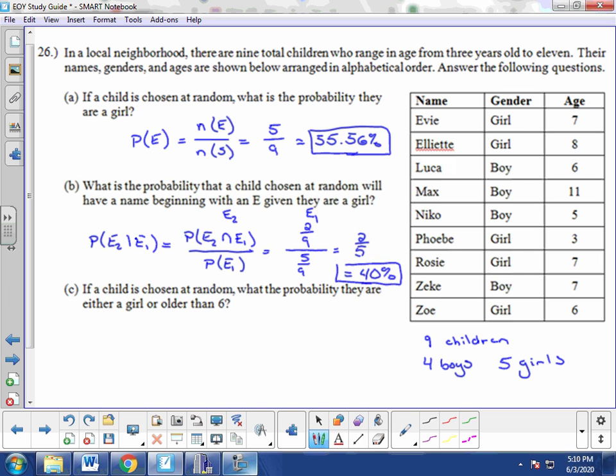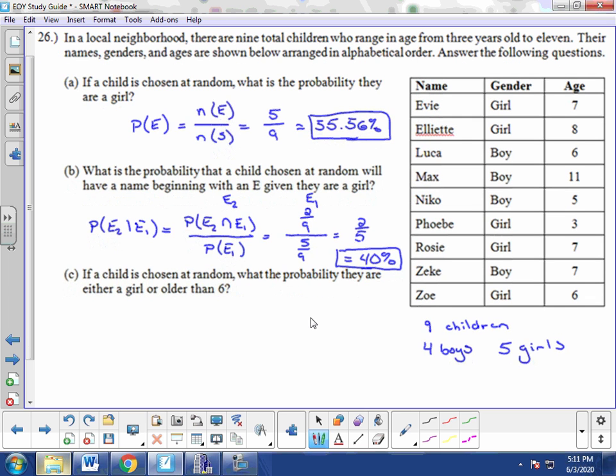If it's given that we are a girl, we have now eliminated all the boys from the conversation. So instead of having 9 in the sample space, given they're a girl, now we are looking at 5 individuals. 2 of those have a name with an E, and so you could do a quick count to get 2 over 5 as well.